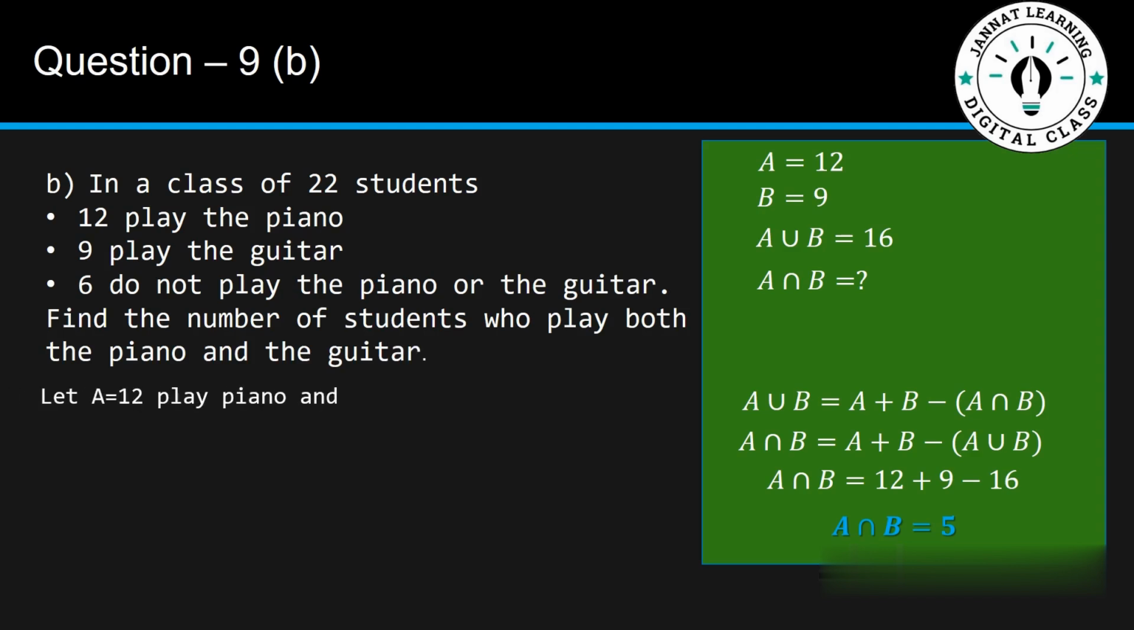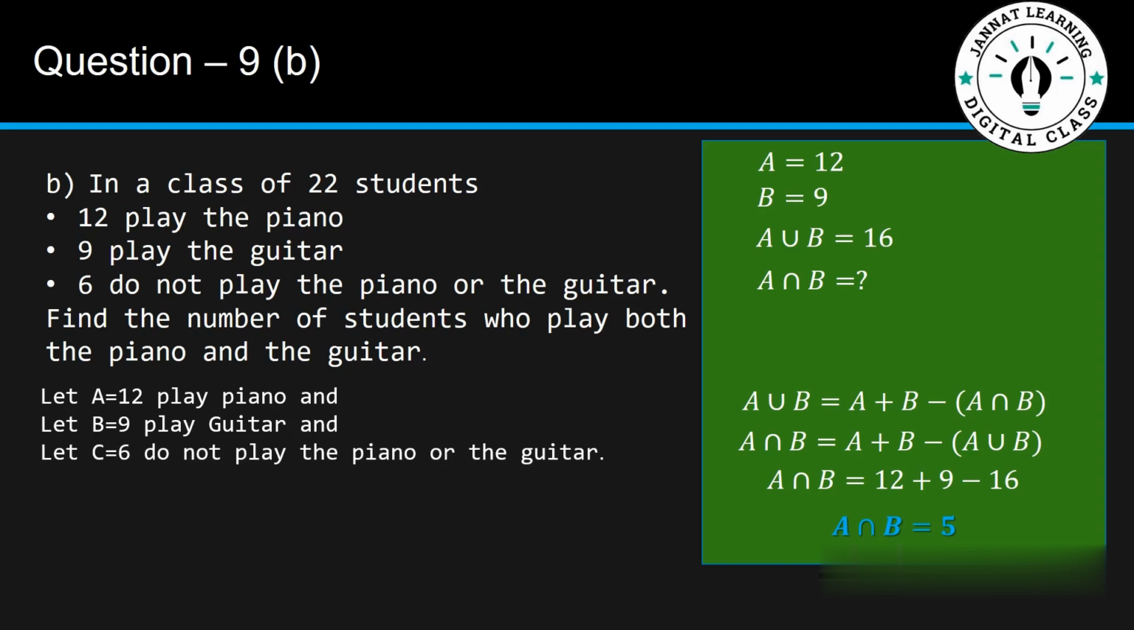Let A equals 12 play piano, and let B equals 9 play guitar, and let C equals 6 do not play the piano or the guitar. Let D equals 22 minus 6 equals 16, who play the piano or the guitar.